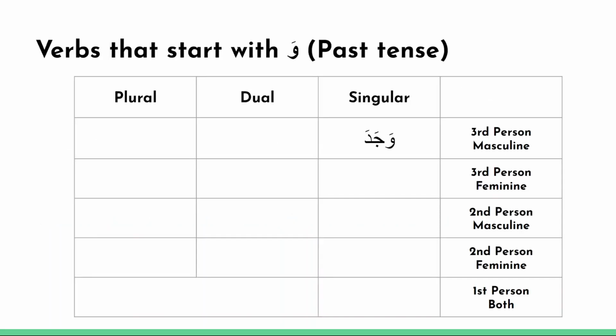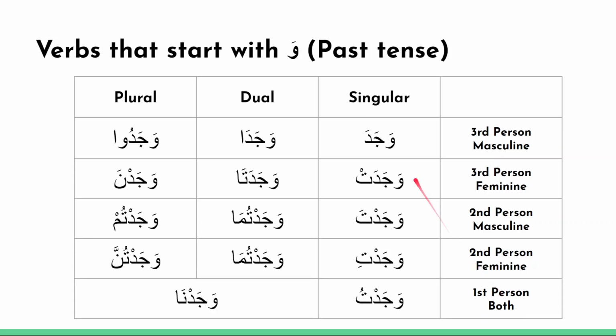So let's take an example here. Let's take the verb wajada. Wajada means he found. That's the third person masculine singular. What if I want to say those two men found? Then I say wajada with an alif at the end. Or if it's more than two people, wajadu. So I can complete this whole table here.